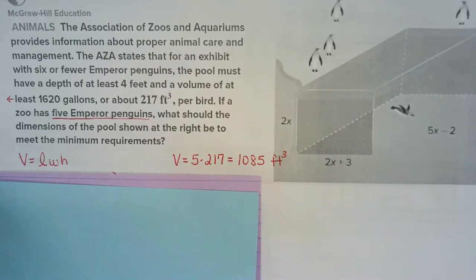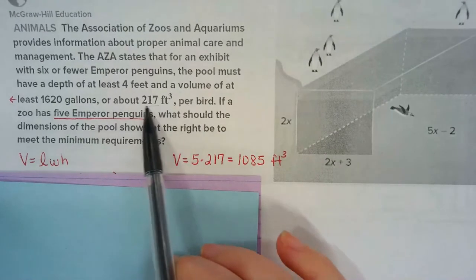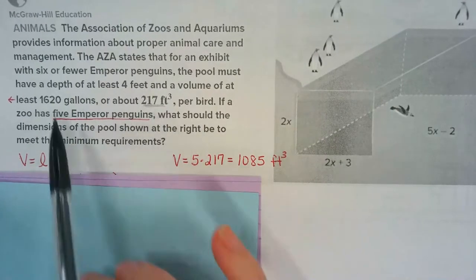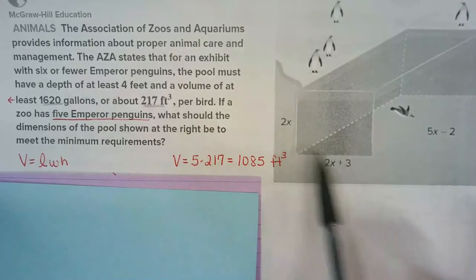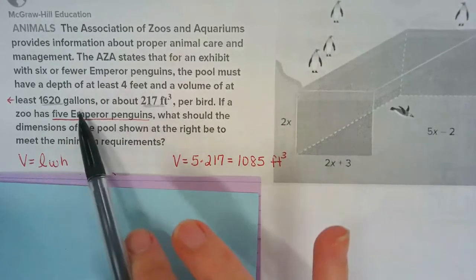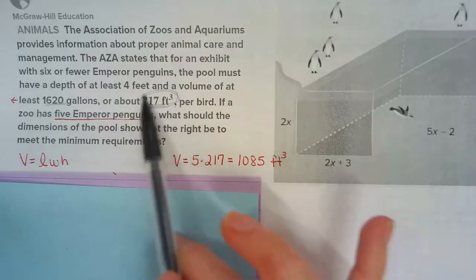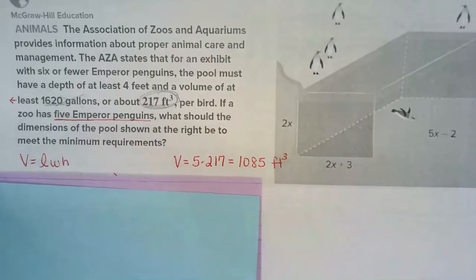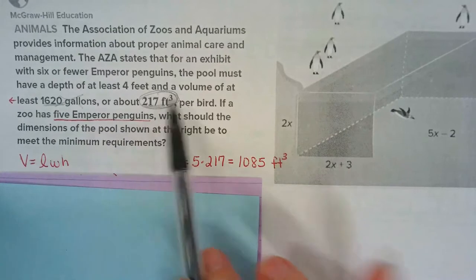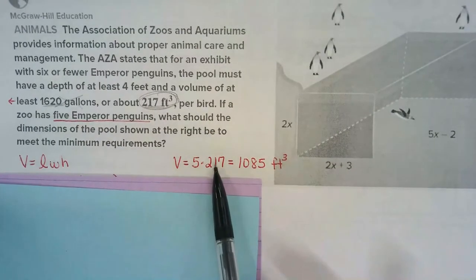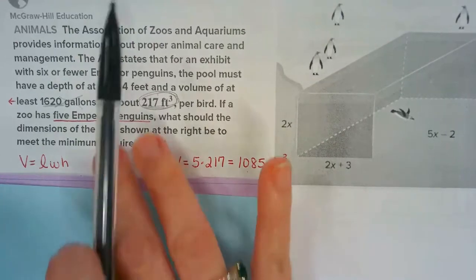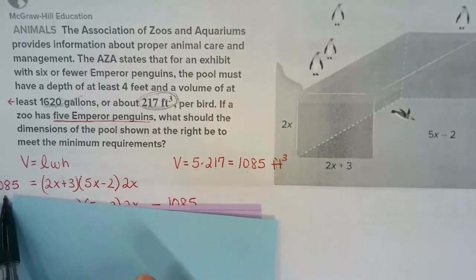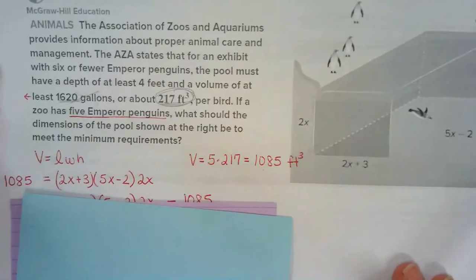Then I also see that my requirement is 217 cubic feet. Now they give me these gallons, but that's not helpful because I don't measure length, width, and height in gallons. So that's why you're going to end up using this number and not that number at all. Okay, now this said it was per bird, so that's why I have to take 217 times 5. So I know my volume has to be equal to 1,085.